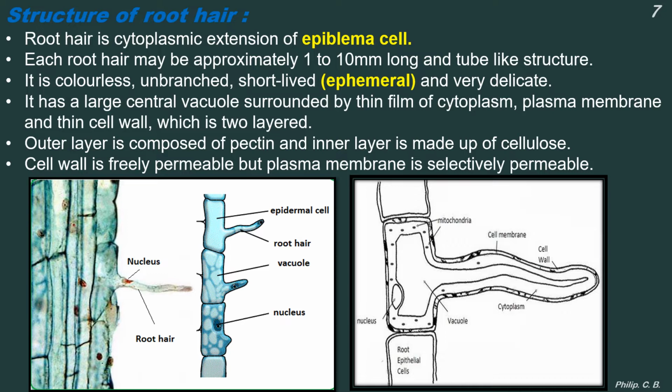Permeable means it will allow all the particles to pass through it, whereas selectively permeable will allow only certain molecules to pass through it. So permeability allows all the molecules to pass, whereas selective permeability allows only particular molecules, which we will be learning further.